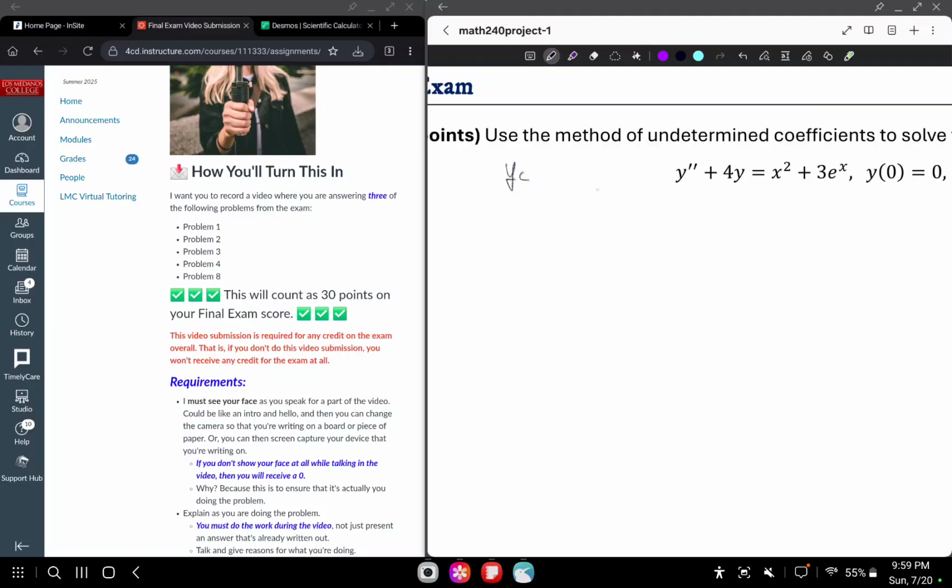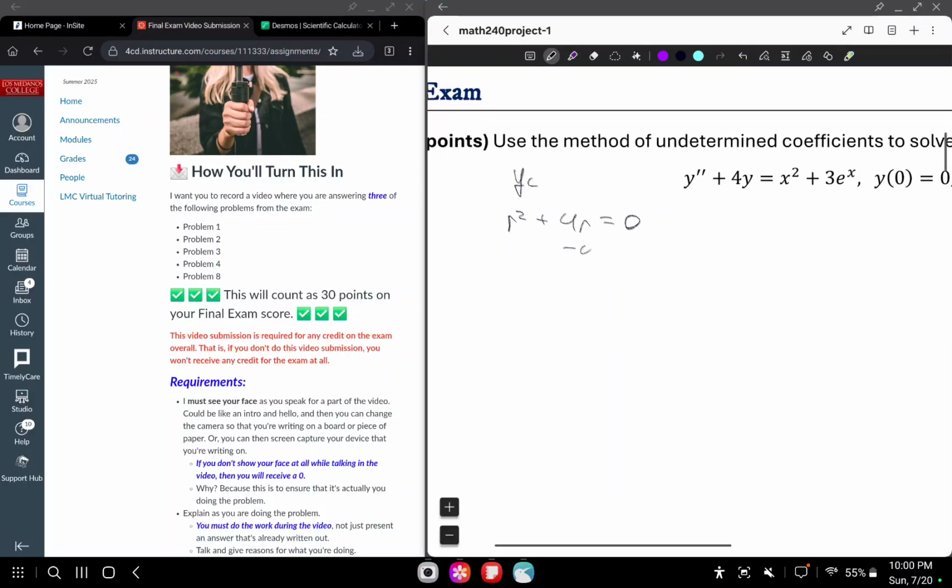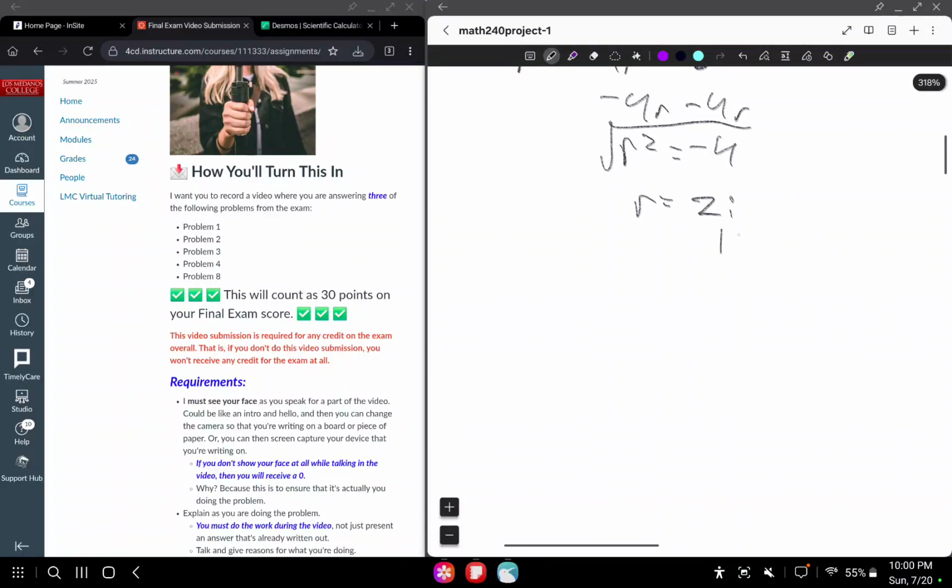So this is y sub c, so r squared plus 4r equals 0 because this is homogeneous. So the right hand side equals 0. If you do this, minus 4r minus 4r, r squared equals negative 4. And if you take the square root of this whole equation, you get r equals, you can't take a square root of a negative number, so it will be a square root of negative 4 times i. So we have here a complex imaginary.